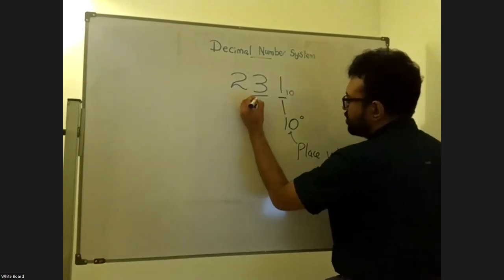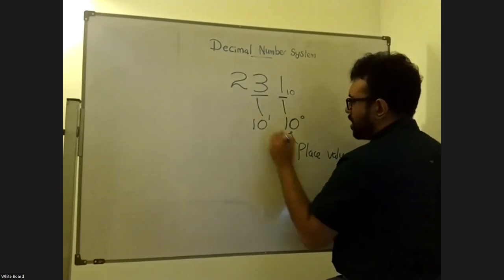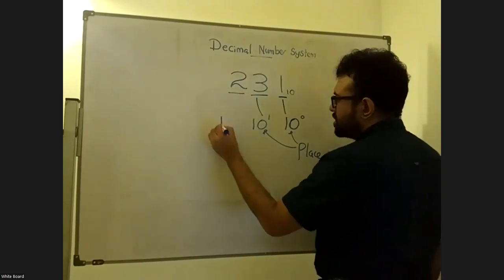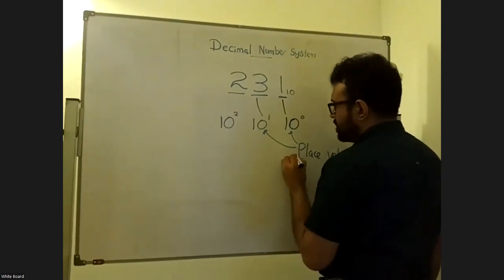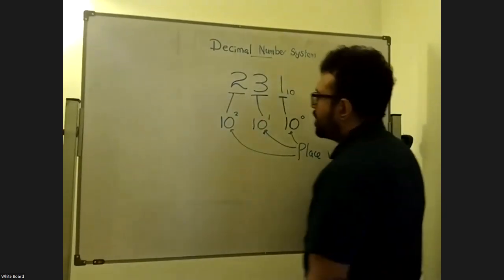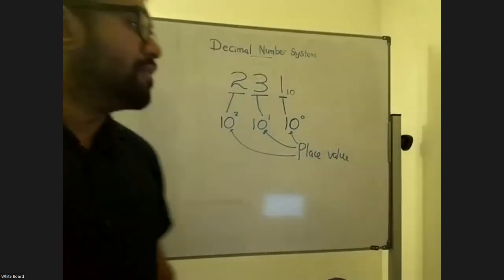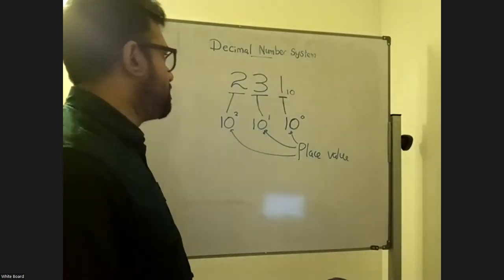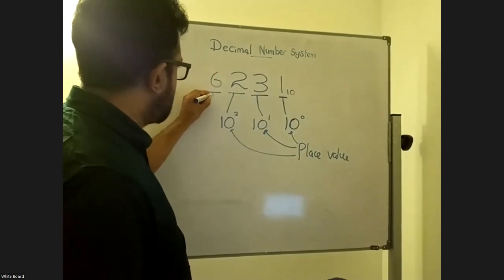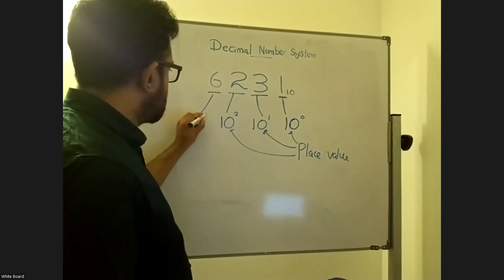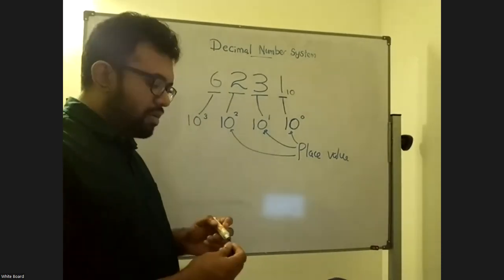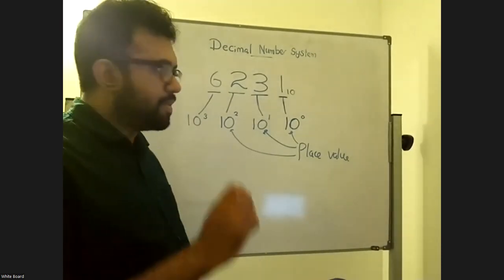The place value of the second position is going to be 10 to the power 1. The place value of the third position is going to be 10 to the power 2. Right. So these are called place values of each position of the number. If you had another digit over here, something like 6, that is going to have the place value 10 to the power 3. Okay.